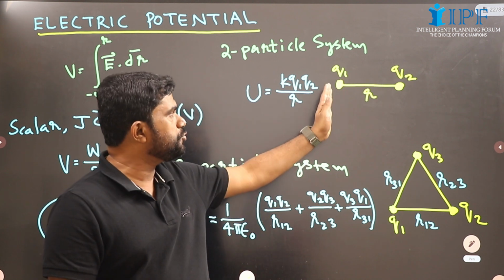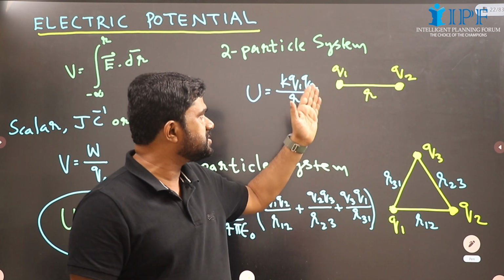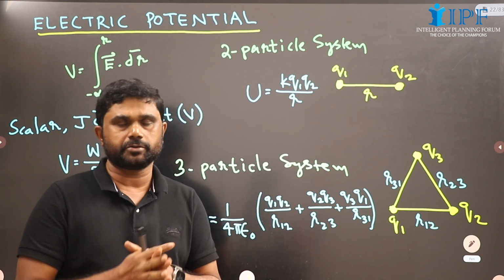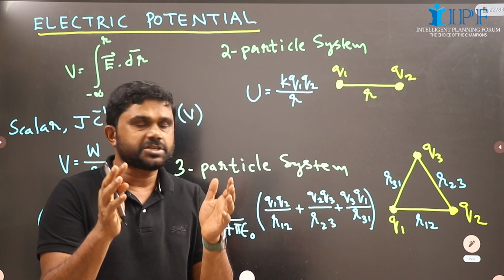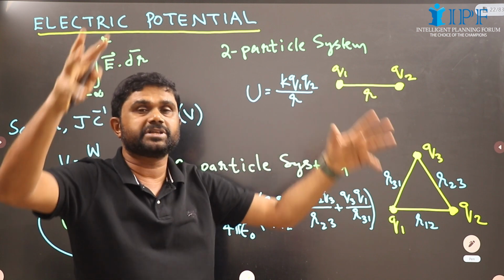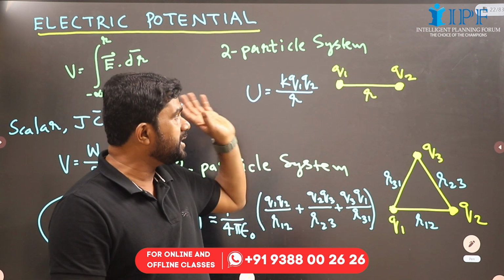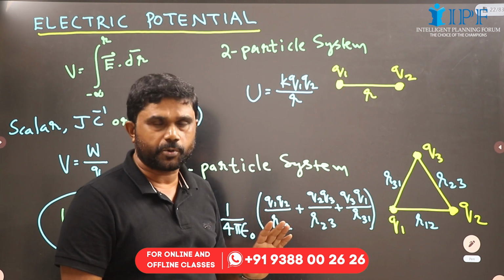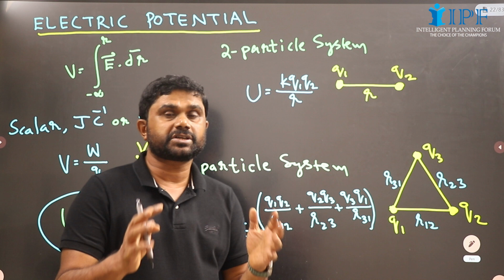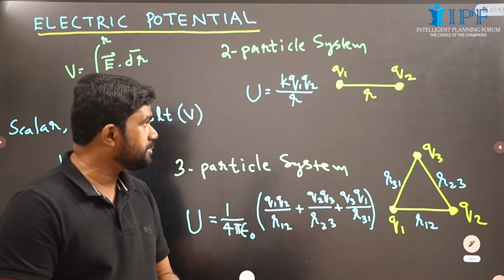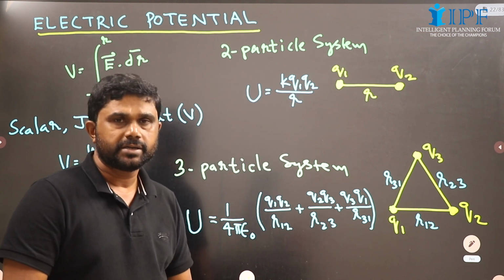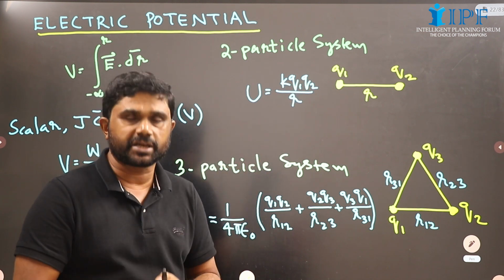See, we have charges Q1 and Q2 separated by a distance R in vacuum. Okay, so the potential energy of this system is the work required to assemble this system. Means work required to bring this Q1 from infinity up to this point and Q2 here. Okay, so the total work required to assemble the system is given by U equals K Q1 Q2 divided by R, and that is the potential energy of a two-particle system.